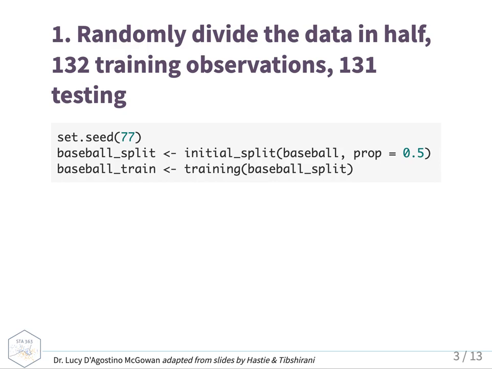I'm taking my data called baseball, using initial split, and setting the proportion at 0.5. Don't forget to set your seed before all of this. That's always good practice to make sure you get the same answer every time you run your report. Then I'm pulling out the training data. This training data, baseball train, is going to consist of 132 observations. And if I pull out my testing data, it would have 131.